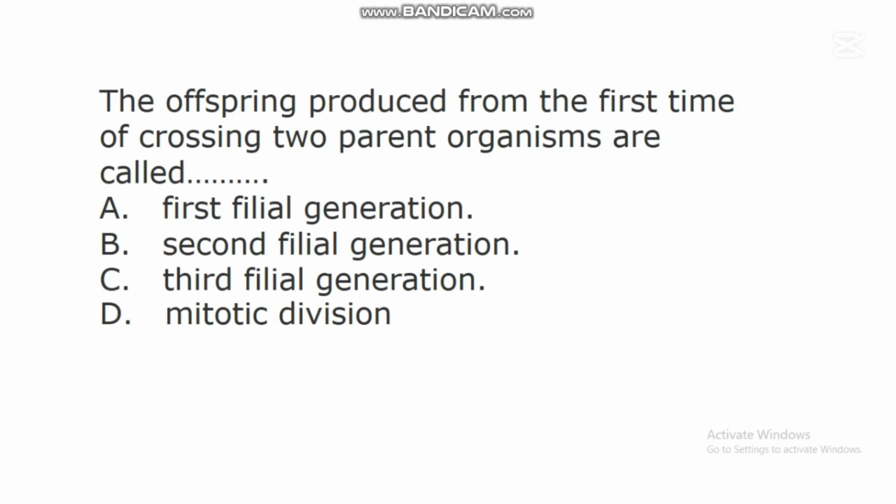The next question says, the offspring produced from the first time of crossing two parent organisms are called dash. A. First filial generation. B. Second filial generation. C. Third filial generation. D. Mitotic division. In this question, the correct answer is A. First filial generation. This first filial generation is the offspring produced from the first time of crossing two parent organisms.